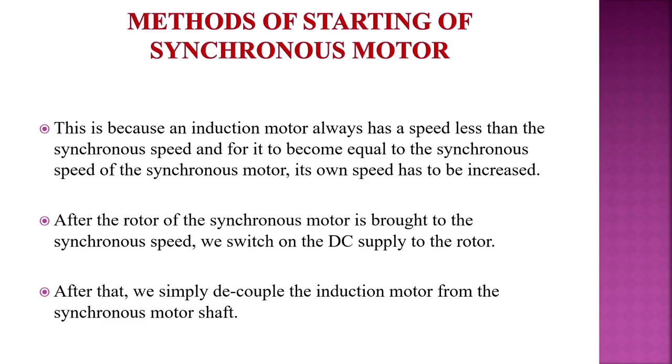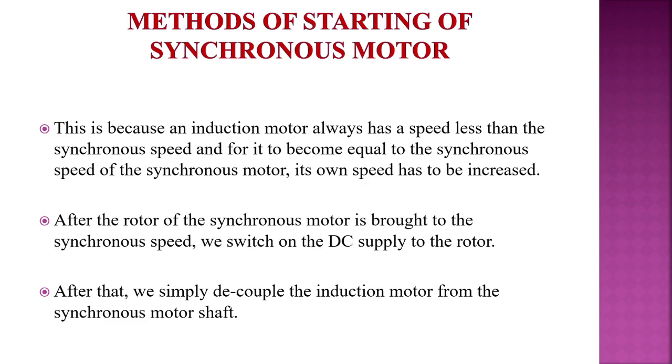This we already know. In the previous classes, when we studied the induction motor, we saw that an induction motor will never run at synchronous speed, because the speed of the rotating magnetic field, that is Ns, is always greater than the speed of the rotor. So an induction motor always has a speed less than the synchronous speed, and for it to become equal to the synchronous speed of the synchronous motor, its own speed has to be increased.